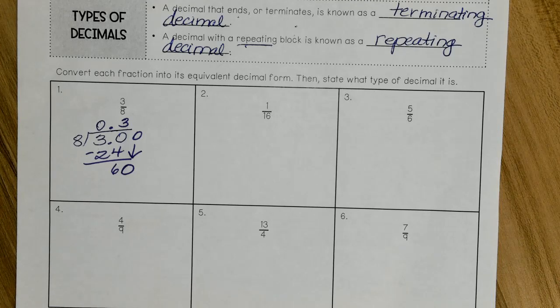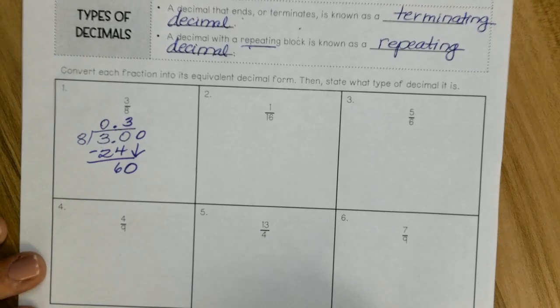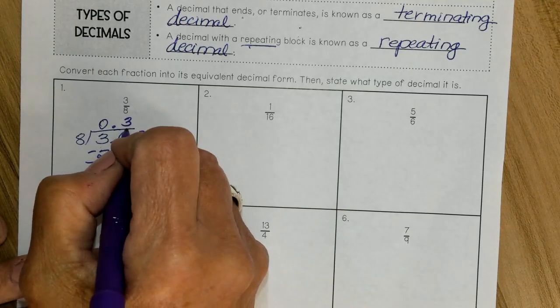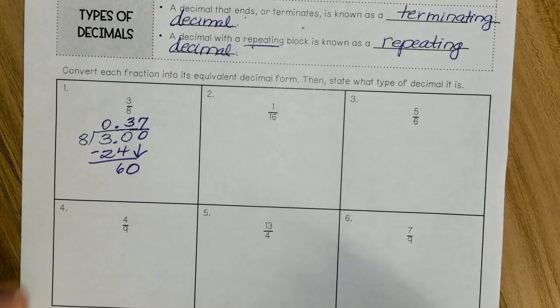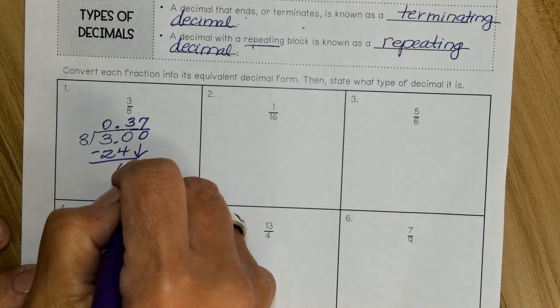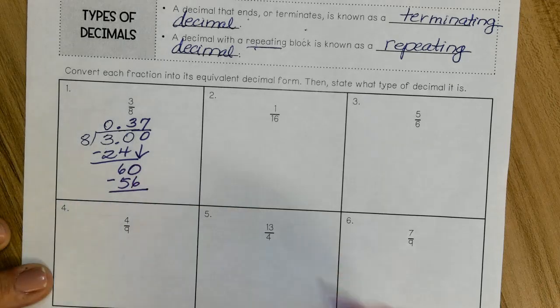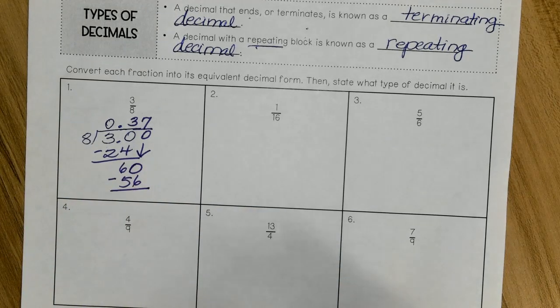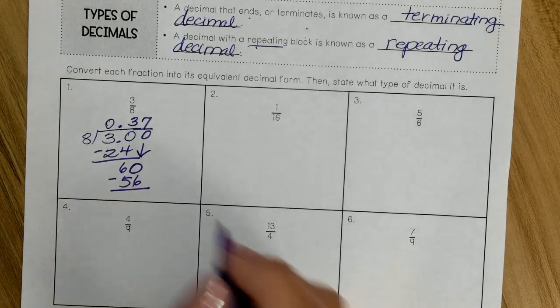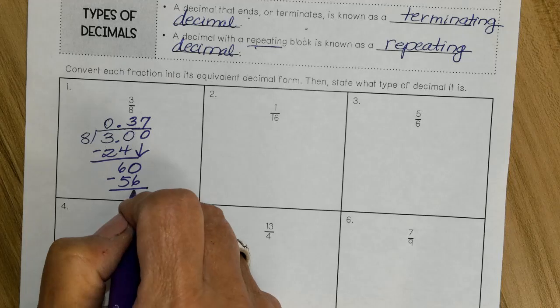And how many times does 8 go into 60? 7 times. And 7 times 8 is 56. Subtract that, and we would get 4.